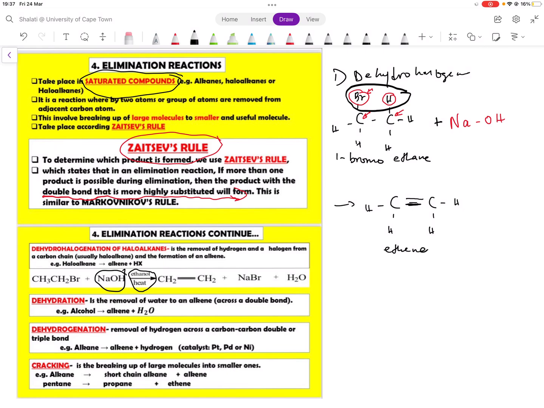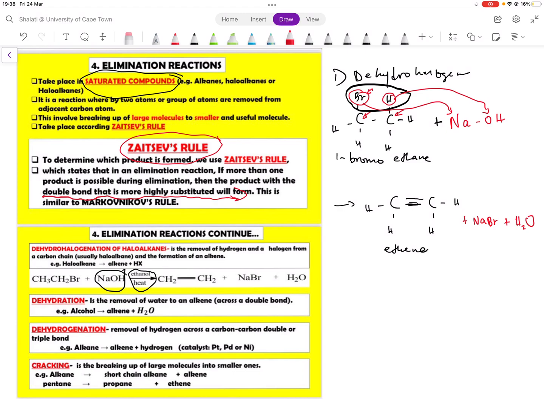So now we need to make a plan for what's going to happen with the Br and the hydrogen. The Br will be bonded to the sodium, and the hydrogen will be bonded to the OH. So our byproducts will be NaBr plus OH plus H, which will be H2O. This is very simple.